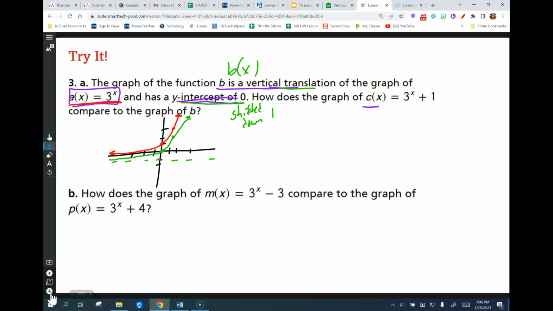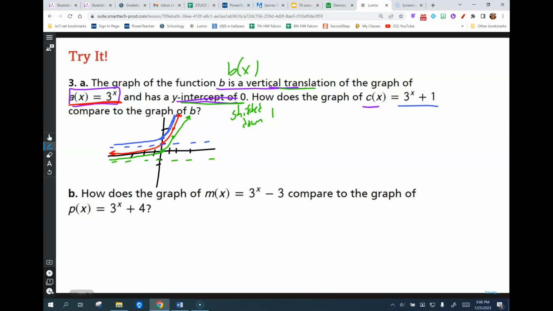Okay, then comes along another graph, and we have c of x is 3 to the x plus 1. So what happens here? It goes 1 up. So my y-intercept goes 1 up. My point when x is 1 goes 1 up. So my graph now looks like that. My asymptote comes along, and it's right here.